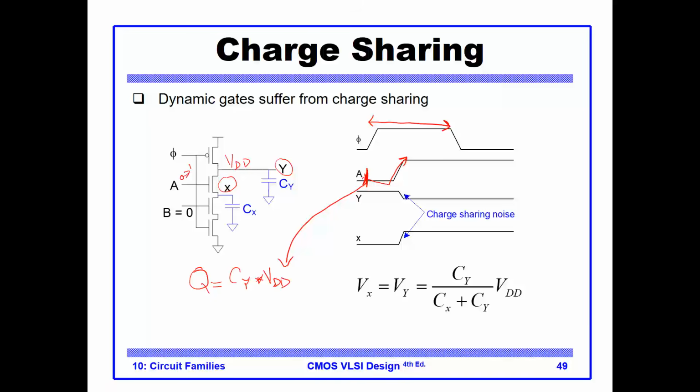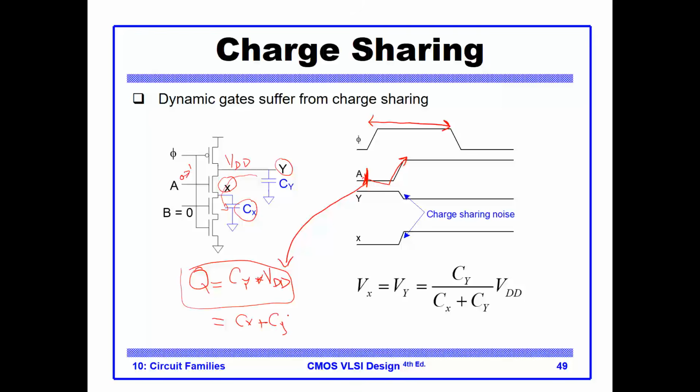Now I'm assuming that the voltage in CX initially is 0. Okay, so that's the total charges in my nodes CY and CX. Now when A changes from 0 to 1, then some of those charges come over here and charge this voltage here. Okay, now the same number of charges will equal Cx plus Cy.